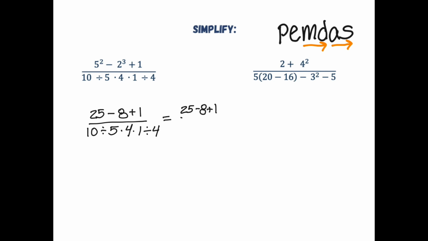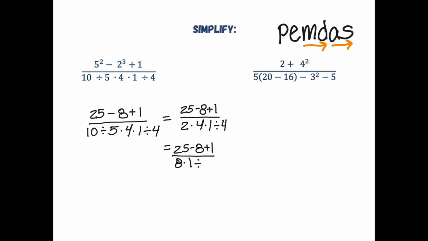And then on the bottom, when I look left to right, the first operation I see is division. So we're going to do 10 divided by 5. That equals 2. Then bring everything else over. So times 4 times 1 divided by 4. Next, I'm going to simplify even further. This time I am going to copy again the top of my problem just to make sure I don't forget anything. And then on the bottom, I still have multiplication and division. So I'm going to continue going left to right, starting with 2 times 4, which is 8, then times 1 divided by 4.